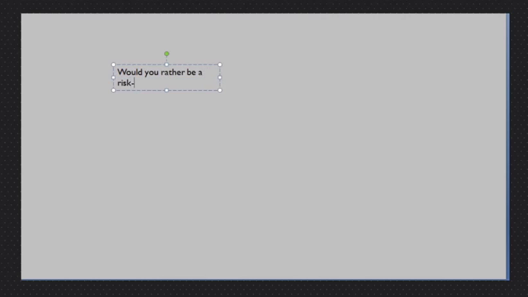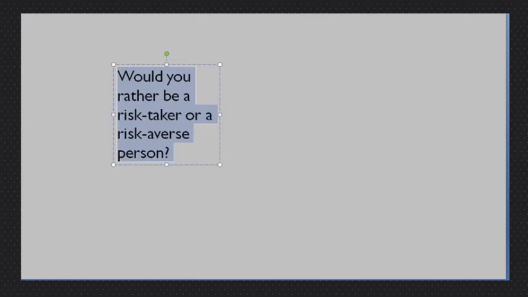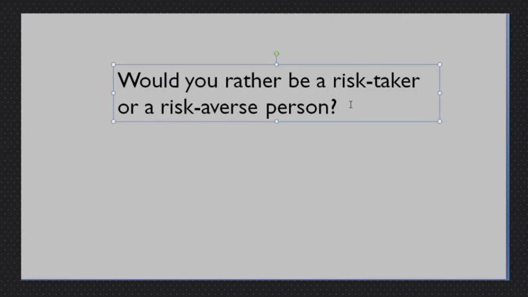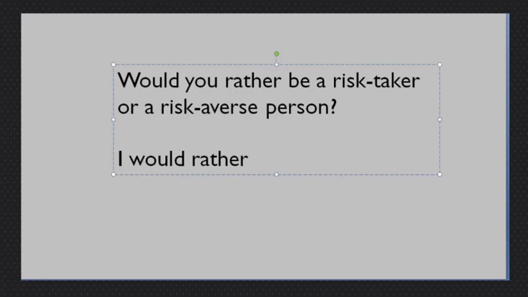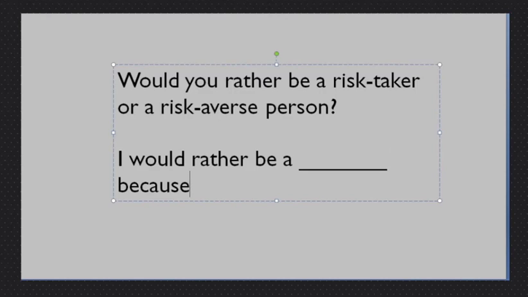that usually when we are asking and answering a question, we use the same words in the answer and in the question. So your question is, would you rather be a risk taker or a risk averse person? And here we can see the words, would you rather be? So in the answer, we are going to use the same words. Would you rather? I would rather be a risk taker or risk averse person because, so that's something maybe helpful. Usually we can use the same words in our answer.